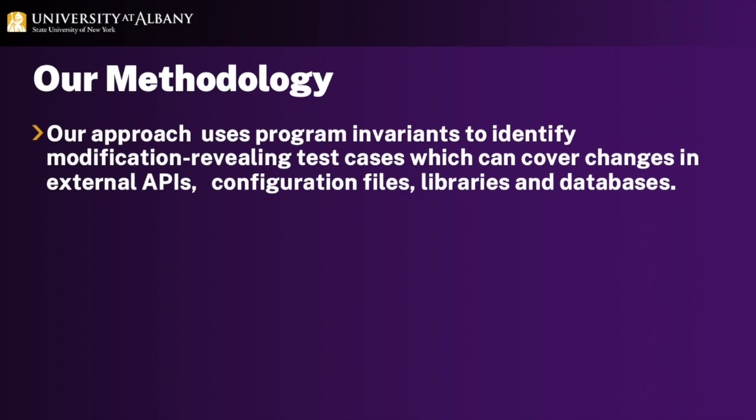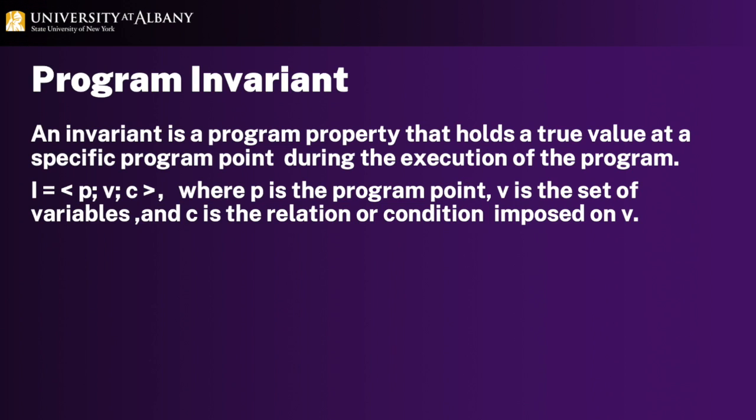We use program environments to identify modification traversing test cases, which can cover the changes in external API, configuration files, libraries, and the database. What is a program environment? A program environment is a program property that holds a true value at a specific program point during the execution of the program. We can define that as a tuple I equals P, V, C, where P is the program point, V is a set of variables, and C is a relationship or condition imposed on V.